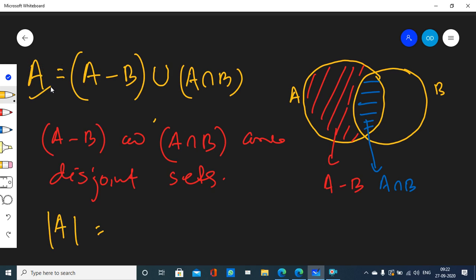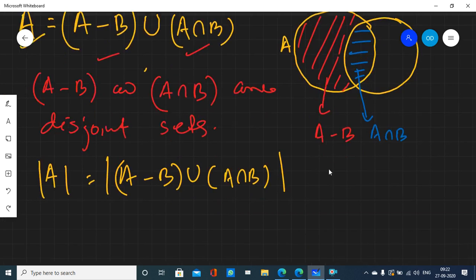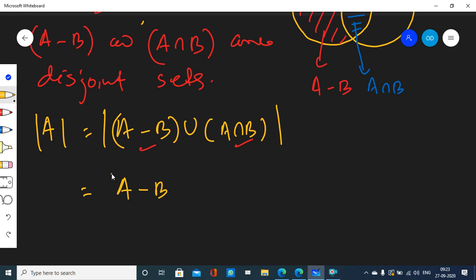Now you tell me, since set A is also equal to this union this, then cardinality of A will also be equal to cardinality of this, right? Cardinality of this whole thing, because they are the same set. So counting the number of elements of A is the same as counting the number of elements of this set, because they are equal sets. And you see for yourself that these two sets are disjoint sets. So cardinality of their union is equal to the sum of their individual cardinalities, right?